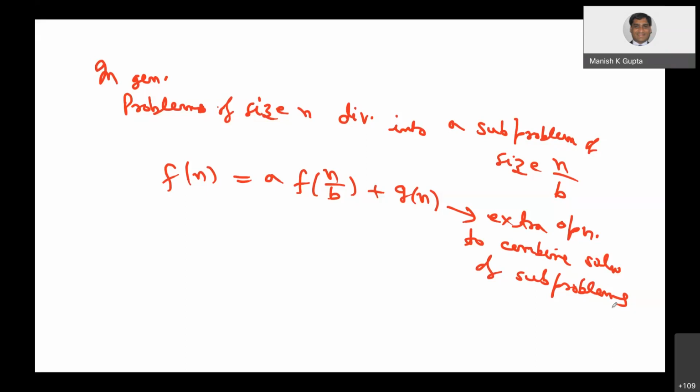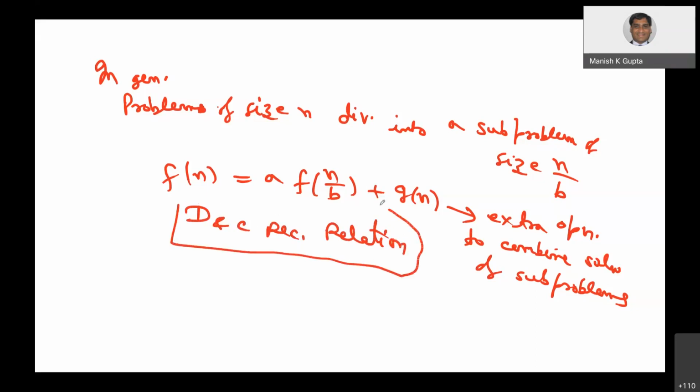Now, this is known as the divide and conquer recurrence relation. Now we can actually iterate it, and to simplify, suppose n is divisible by b.